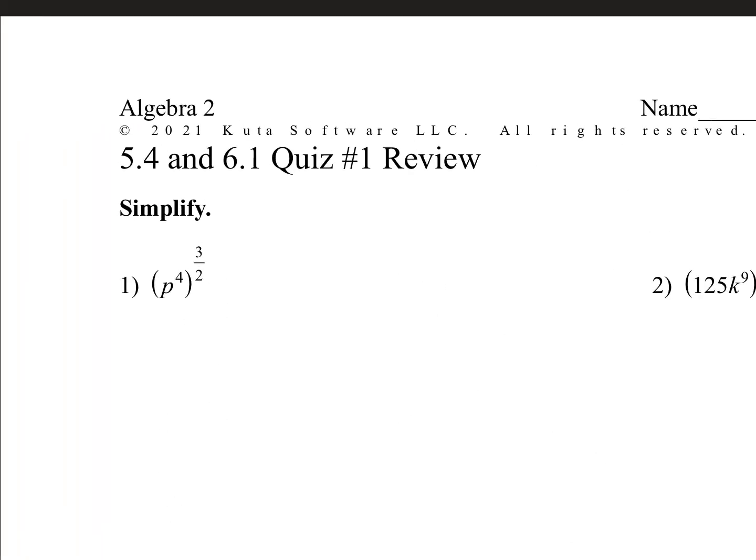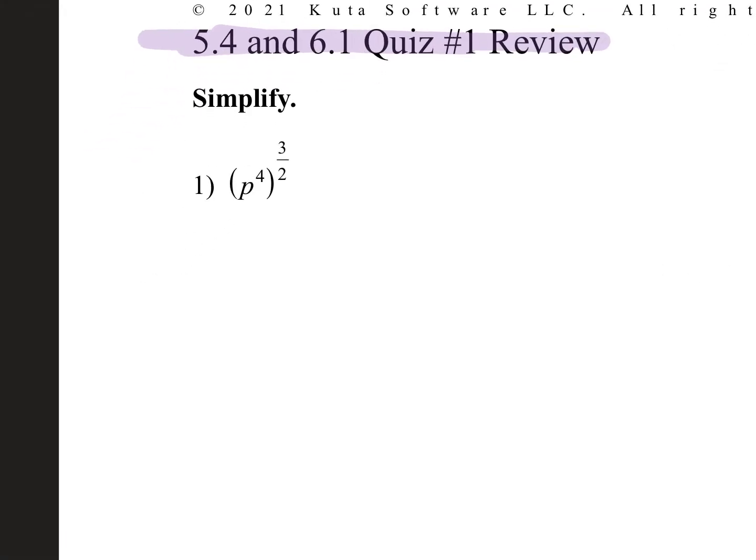Your quiz is tomorrow, and it's on sections 5.4 and 6.1. So the first page is 6.1 stuff. The second page is 5.4, so it's kind of backwards. But let's take a look at number 1.